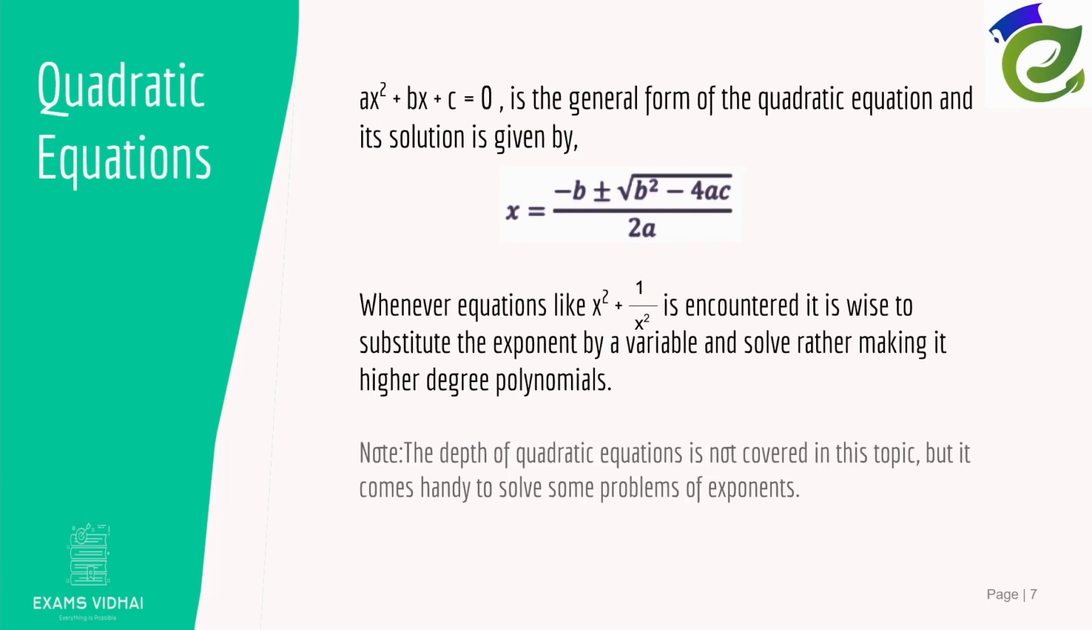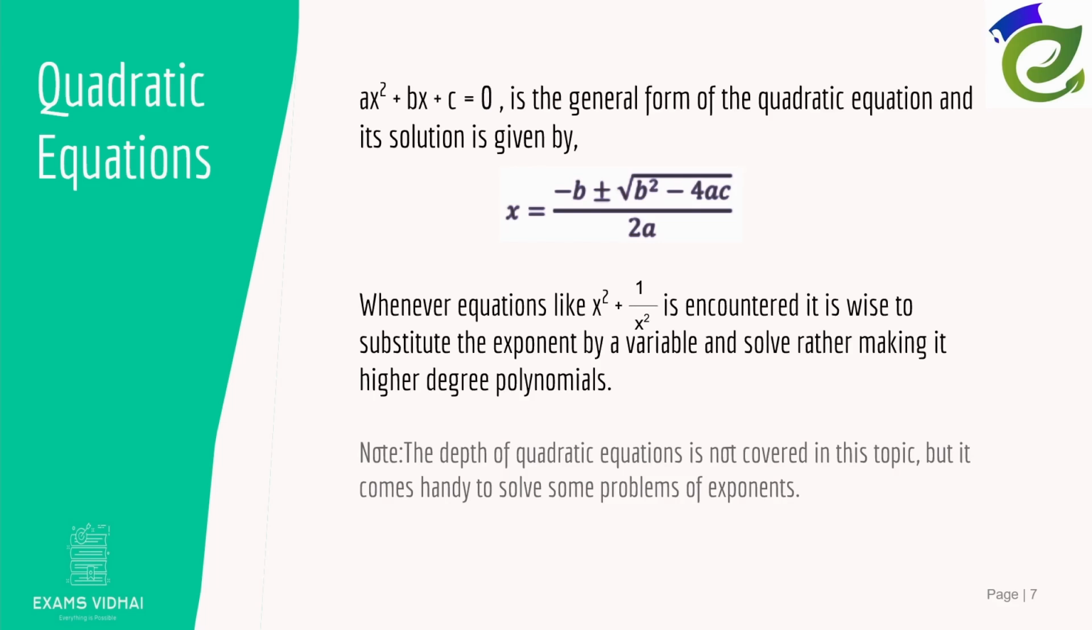Now let's take a look at quadratic equations. The general form of a quadratic equation is given as ax square plus bx plus c is equal to 0, where a should not be equal to 0, because if a is equal to 0, you just get bx plus c is equal to 0, and it's a linear equation. It's not a quadratic equation anymore. x just has one solution. So if a is equal to 0, it's not a quadratic equation anymore.